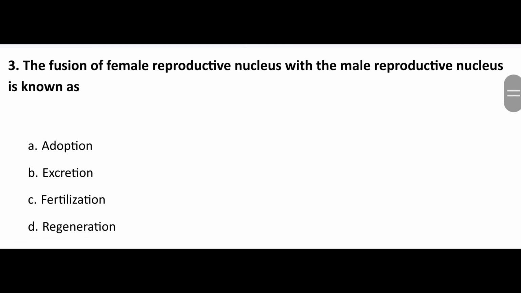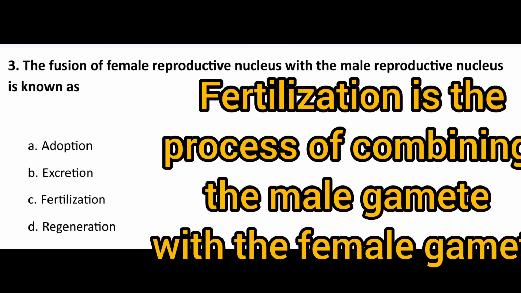Then question number 3, the fusion of male reproductive nucleus with female reproductive nucleus. So the fusion between female gamete and the male gamete is called the fertilization.